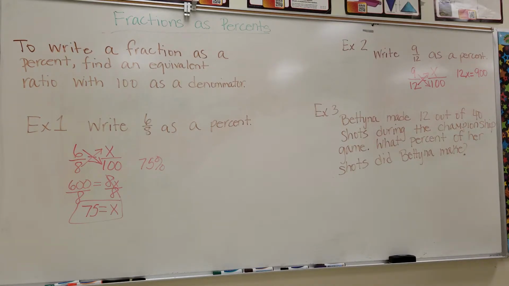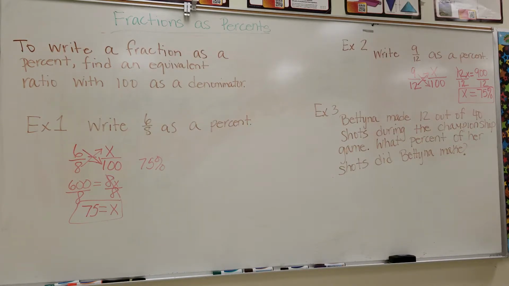And from here, we have to divide by whatever is attached to that variable. In this case, it is 12. So we divide by 12 on both sides. 12 divided by 12 is 1, so this cancels out. And we are left with X. 900 divided by 12 will give us 75. So again, X will equal 75. So 9/12 as a percent is equal to 75%.